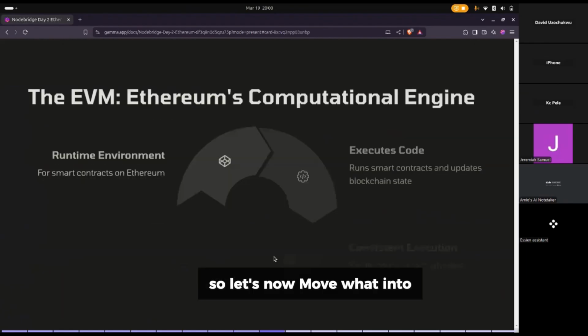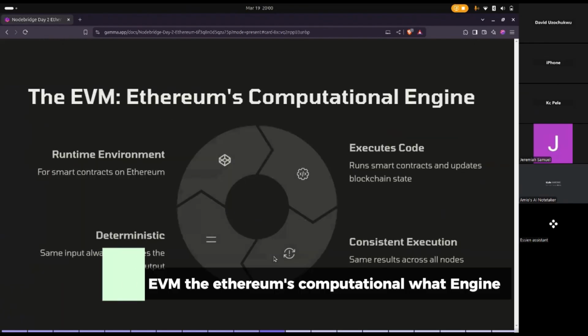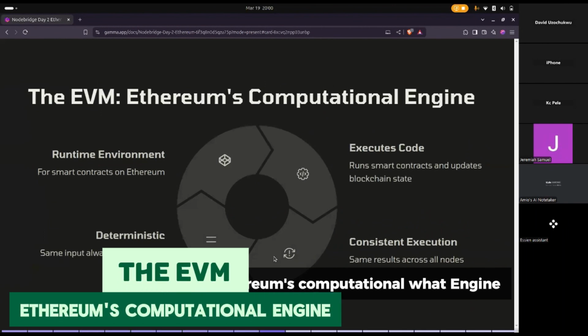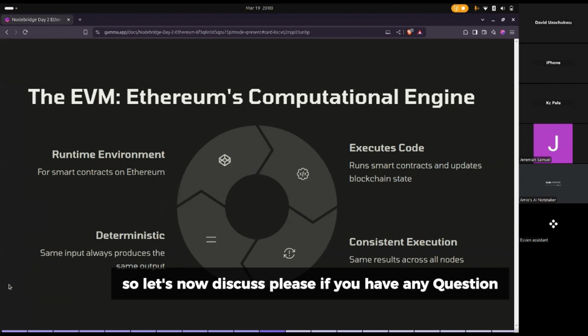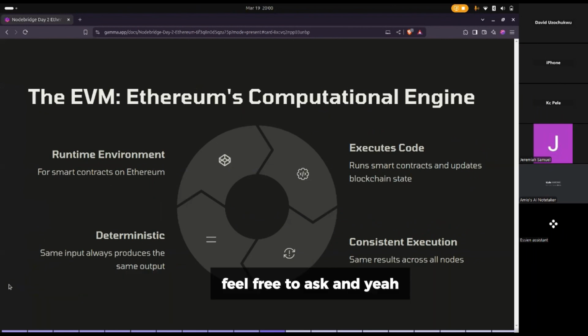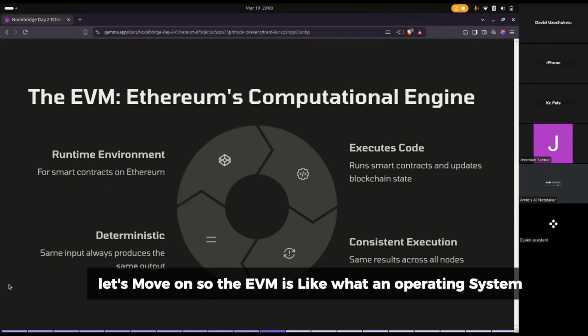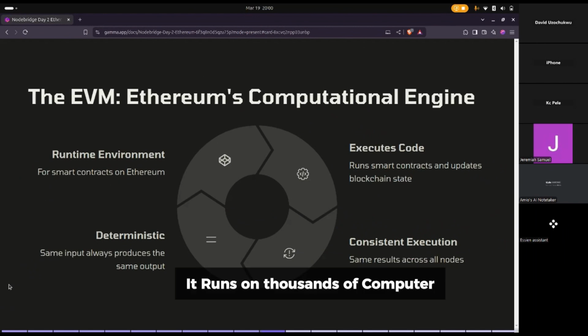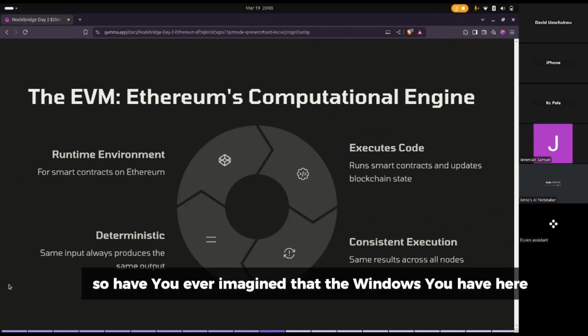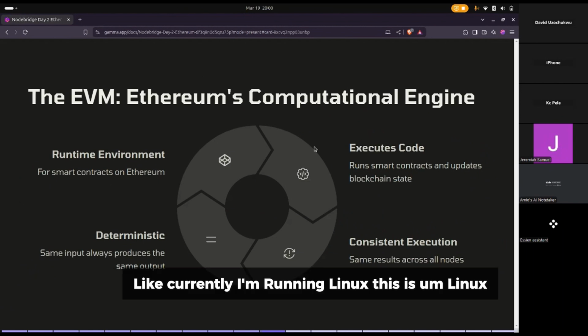So let's now move into the EVM, the Ethereum's computational engine. Please, if you have any question, feel free to ask, and let's move on. So the EVM is like an operating system, just like the way we have Windows, Mac OS, but instead of running on your computer, it runs on thousands of computers.